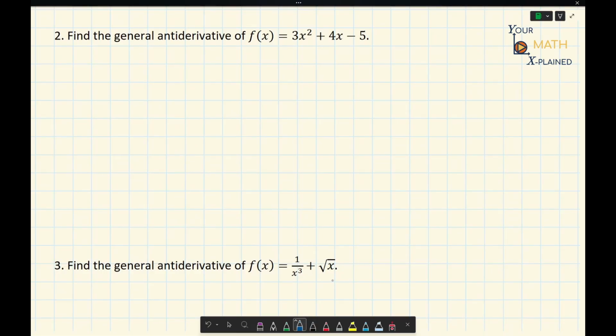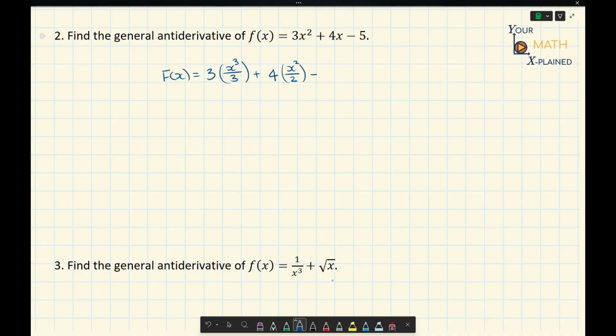We want to find the general antiderivative of this function here. So using our formula from above, we would have capital F of x is equal to, we can pull the 3 to the front, and then the antiderivative of x to the power of 2 is going to be x to the power of 3 divided by 3. Plus, same thing, we're going to pull 4 out to the front, and the antiderivative of x is going to be x to the power of 2 over 2.